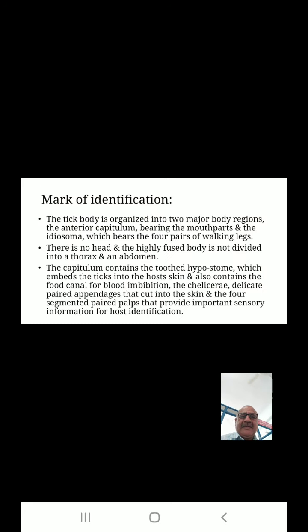Marks of identification. The body of the tick is organized into two major body regions: the anterior part of the body, known as the capitulum, bearing the mouth parts, and the idiosoma, which bears the four pairs of walking legs. There is no head, and the highly fused body is not divided into a thorax and an abdomen.